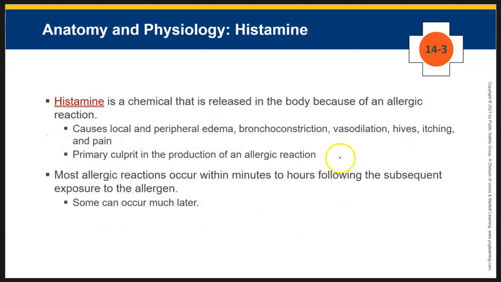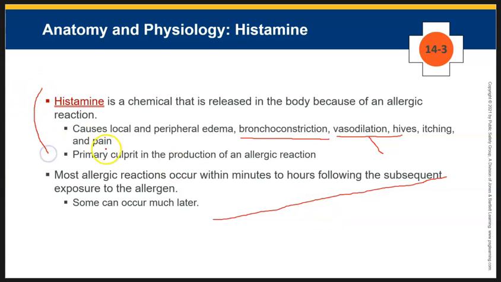Now, what is histamine? It's a chemical released because of an allergic reaction, and it's kind of a frenemy. Sometimes it is very friendly in terms of helping us in that response to a particular allergen, but in extreme cases, we can see bronchoconstriction, we can see vasodilation, and this is the cause of our distributive shock. We see hives and itching and pain, and most allergic reactions occur within minutes to hours following the exposure to allergen, and it depends on the rate and the response of this release of histamine.